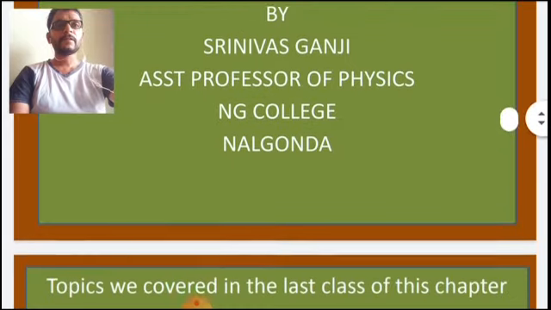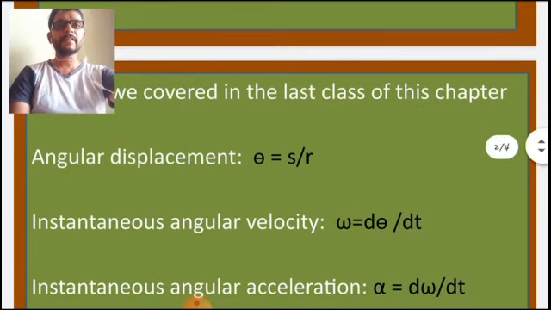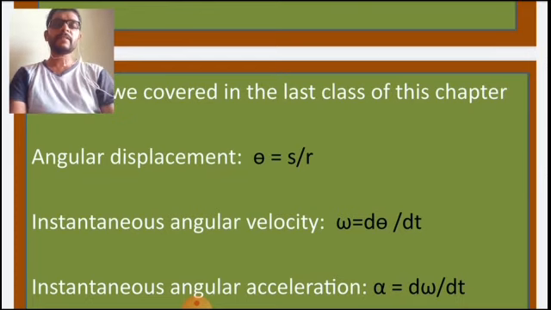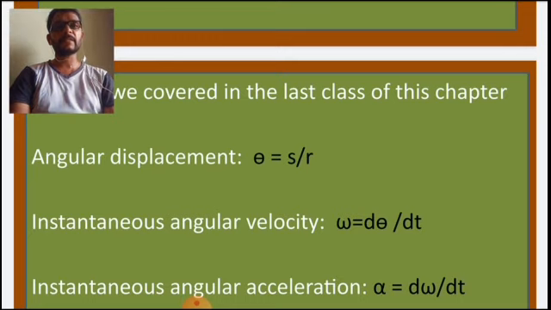Now, earlier we covered a few topics from this chapter. Angular displacement, what is angular displacement? Actually, what is displacement and what is angular displacement? Well, the angular displacement is nothing but theta is equal to s by r, where r is the radius covered by the rotating body and s is displacement. Angular displacement theta is equal to s by r.